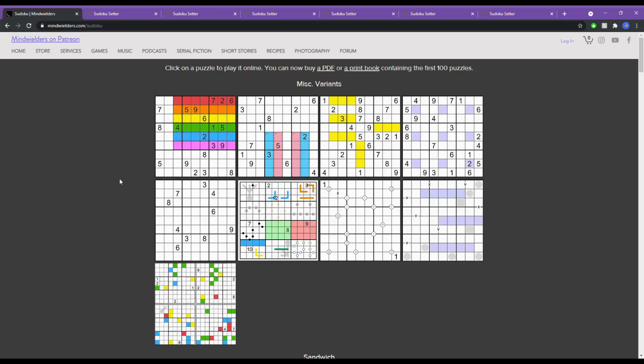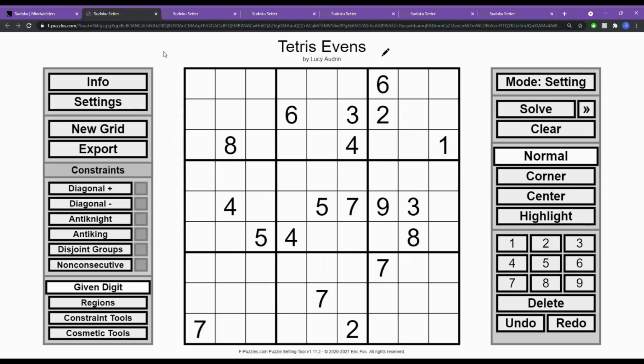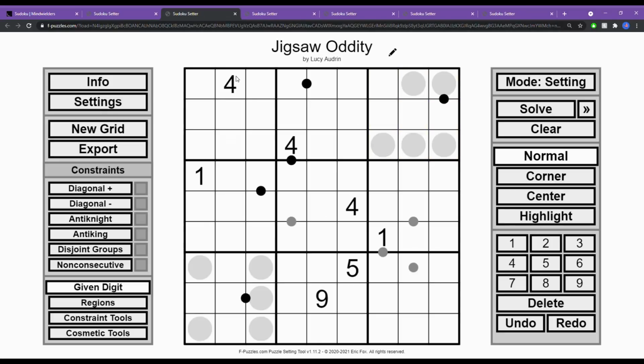One of the earliest, inspired by various parody and tetromino puzzles that have been done on the channel, was Tetris Evens, where the even digits in each box form either an L, a T, or an S tetromino shape. As I was making this, I wondered if I could do the same thing with odd digits in pentominoes. I called my first attempt Jigsaw Oddity, not knowing at the time that jigsaw was a nickname for irregular regions.